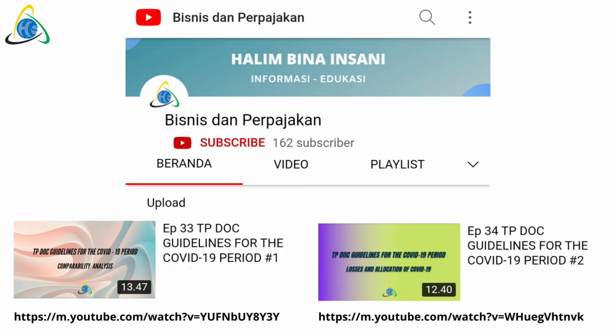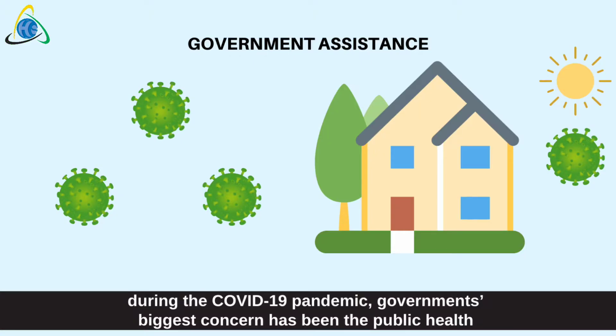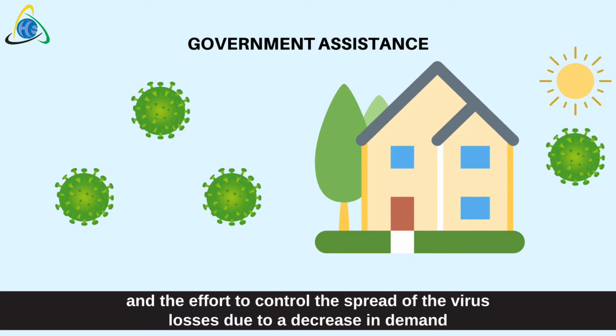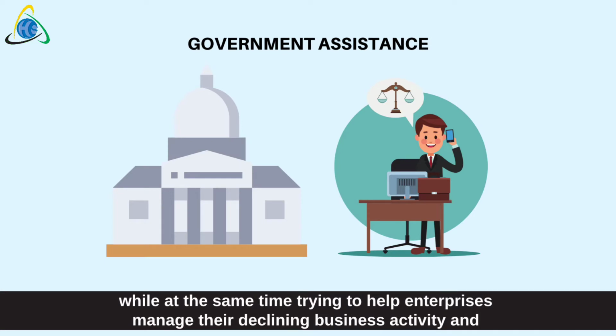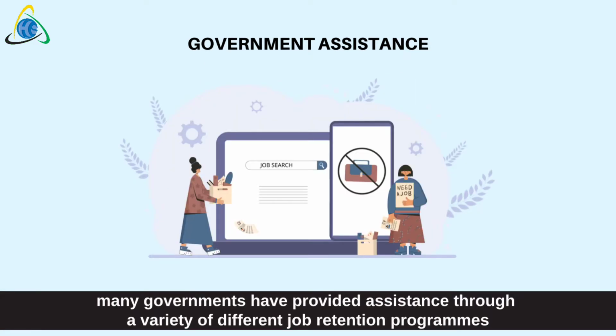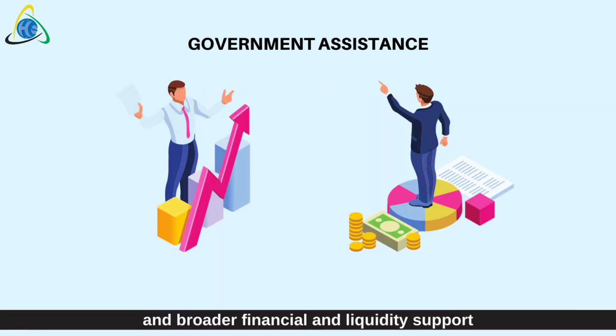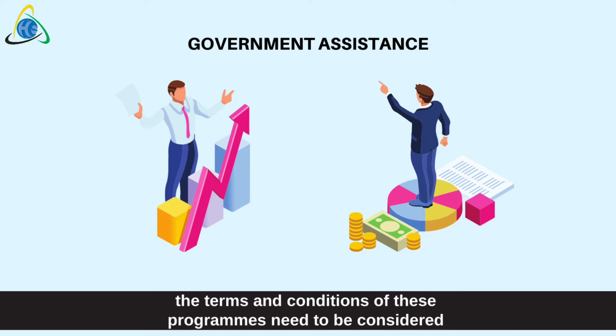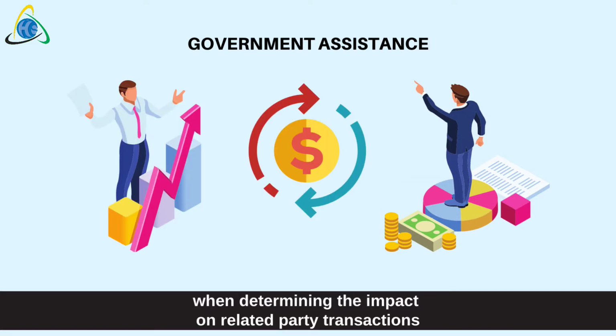So, shall we start? During the COVID-19 pandemic, governments' biggest concern has been public health and the effort to control the spread of the virus, while at the same time trying to help enterprises manage their declining business activity and workers who are facing a decline in employment opportunities or unemployment and also income. Many governments have provided assistance through a variety of different job retention programs and broader financial and liquidity support. The terms and conditions of these programs need to be considered when determining the impact on related party transactions, including whether support is temporary or ongoing.